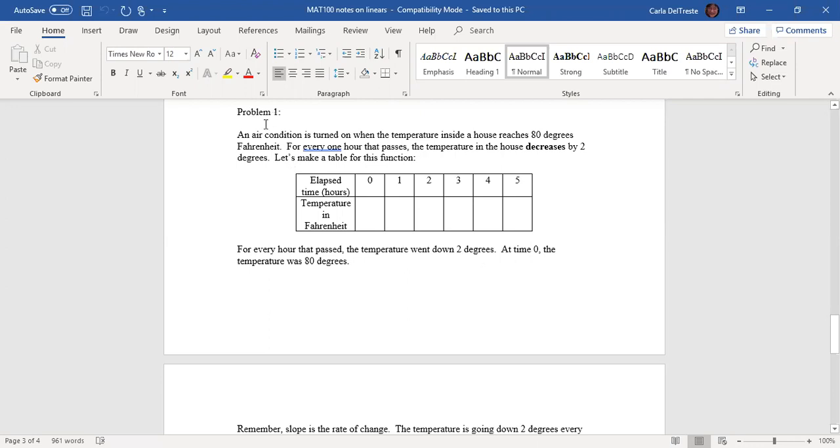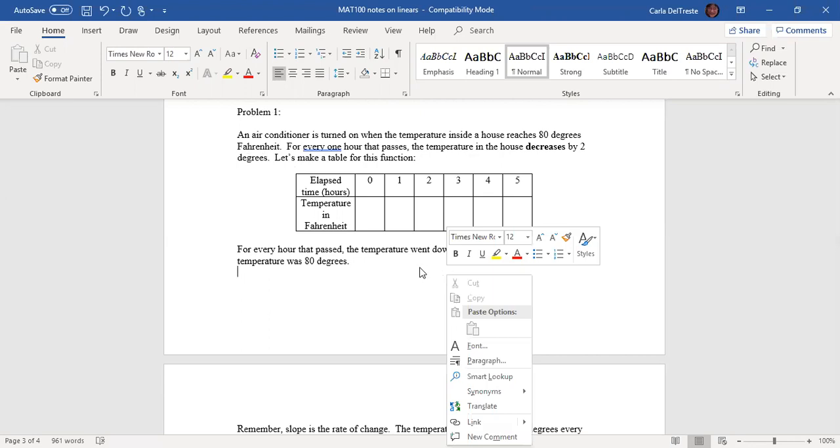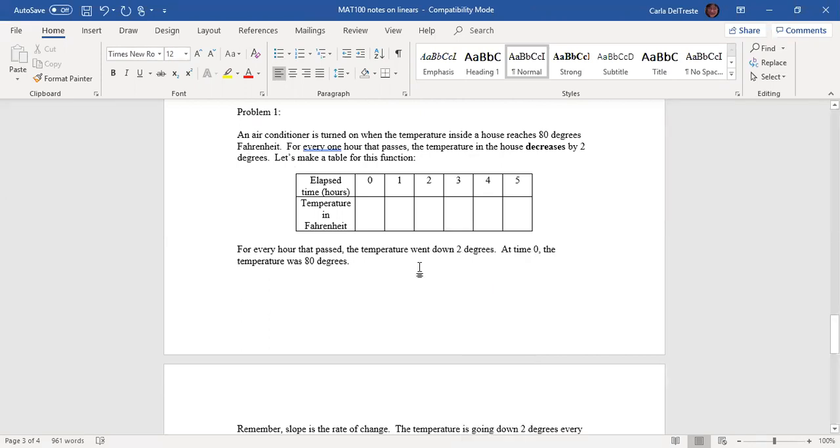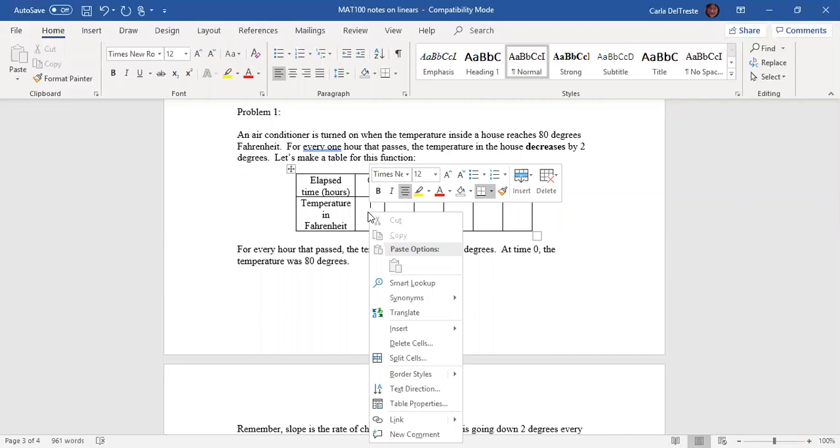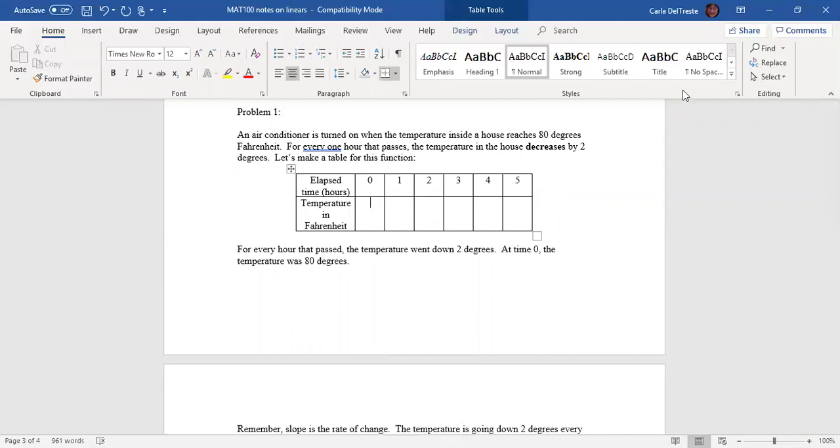So in problem 1, it says an air conditioner, should be air conditioner, is turned on when the temperature inside a house reaches 80 degrees Fahrenheit. For every 1 hour that passes, the temperature in the house decreases by 2 degrees. So let's see if we can make a table out of that information. When no time lapsed, how hot was it in the house? When no time lapsed, the house was 80 degrees.